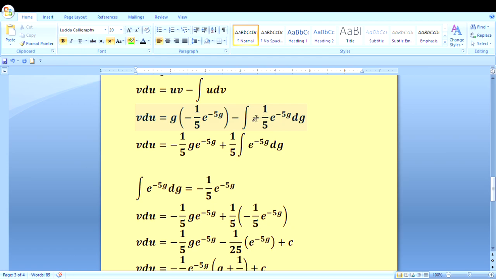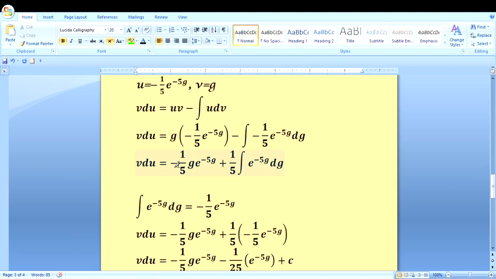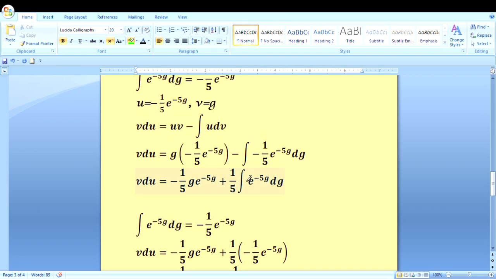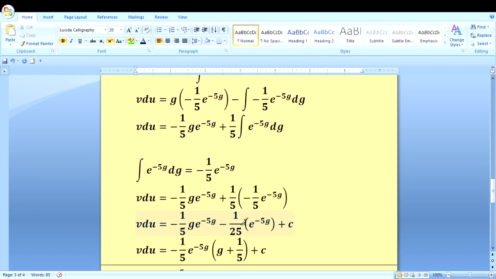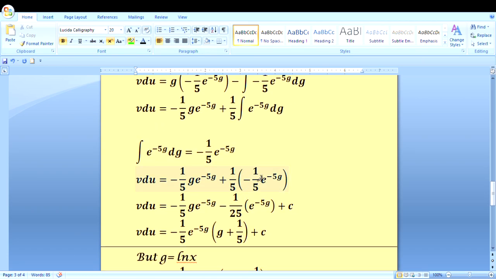So minus times minus here is plus. Then we factor out this constant, so this becomes 1 over 5. So the expression becomes minus 1 over 5 g exponential minus 5g, plus 1 over 5 integral of exponential minus 5g dg. So we have also obtained the formula: the integral of exponential minus 5g dg is equivalent to this. If we integrate this, it's going to give us, so quickly we substitute it in this part of the formula, of the integral.